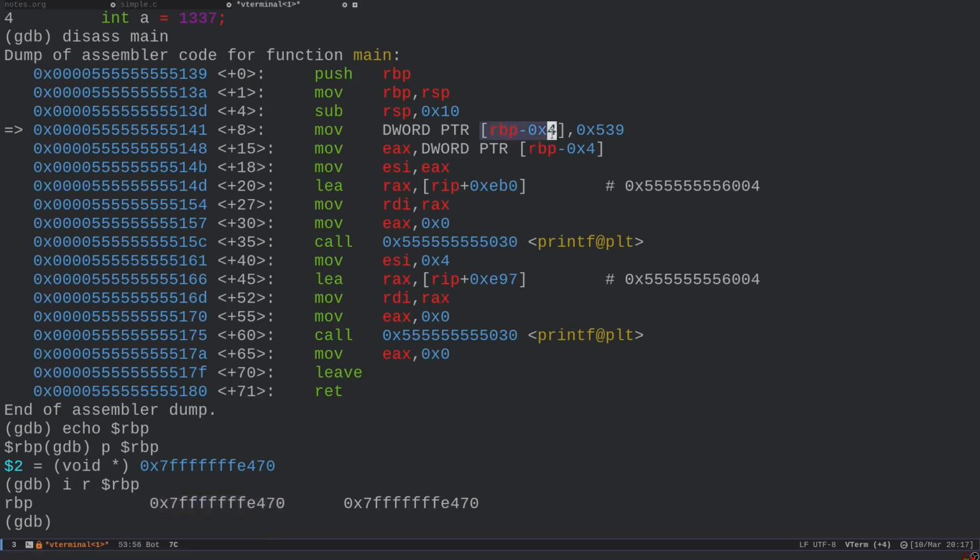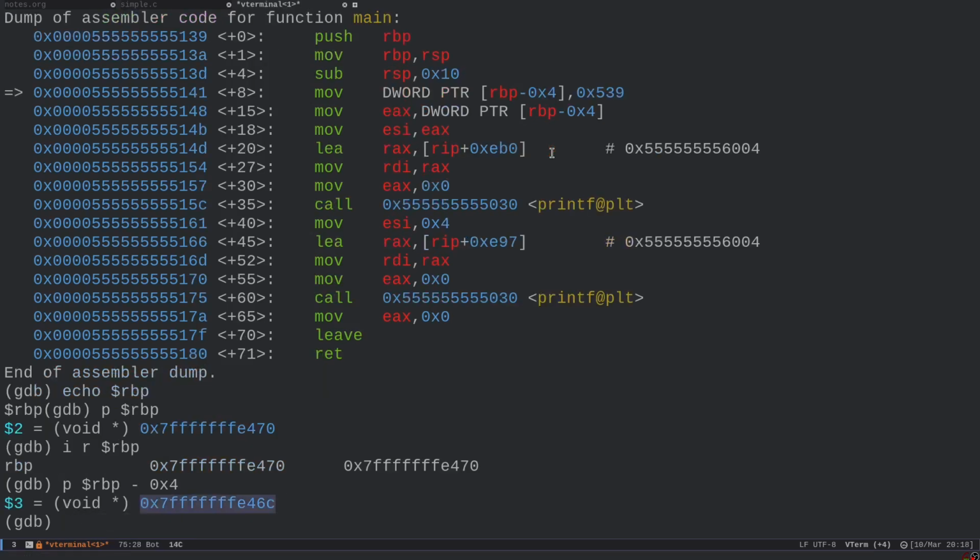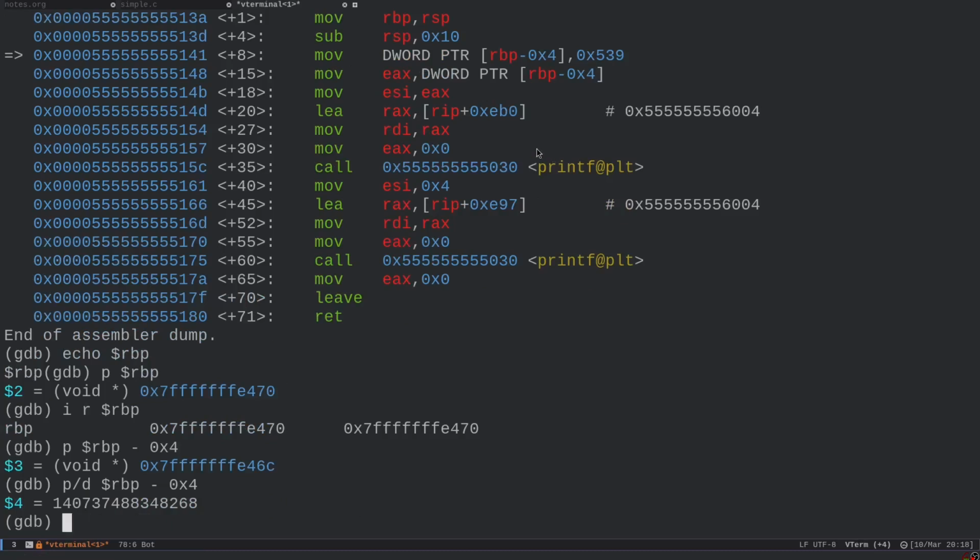But the actual region in which we write our value is not RBP, it's RBP minus 0x4. So we want to do print RBP minus 0x4. This is the actual cell in the memory where we're going to write our value. We can also print it in decimal, to remember that everything we have in hexadecimal is ultimately just a big number. Now, let's check what is contained in that region of memory at this moment in time, before actually writing the value.